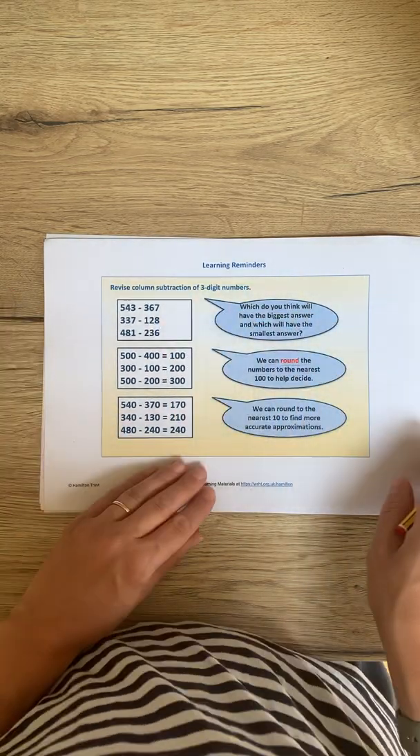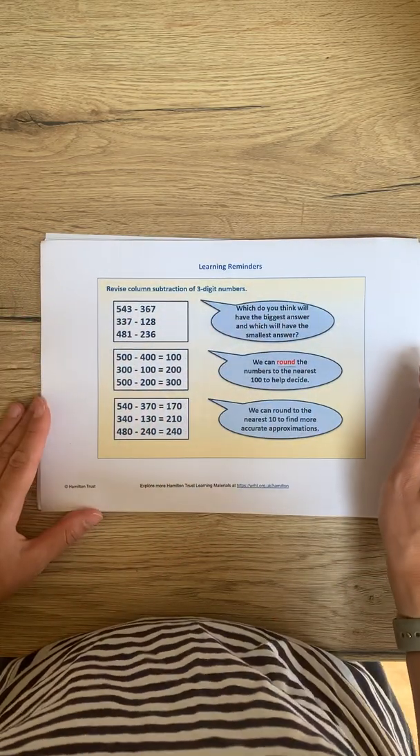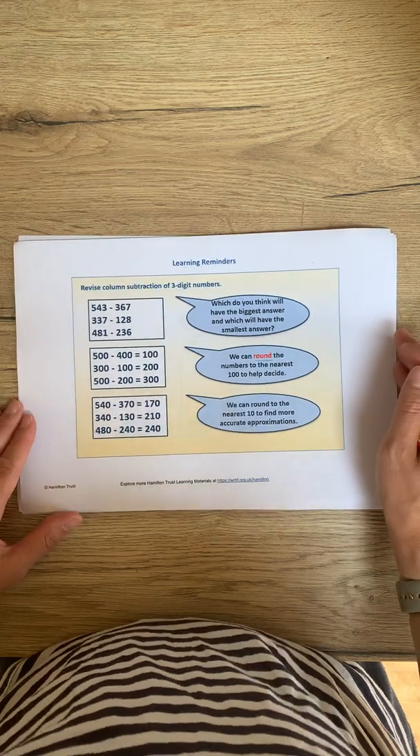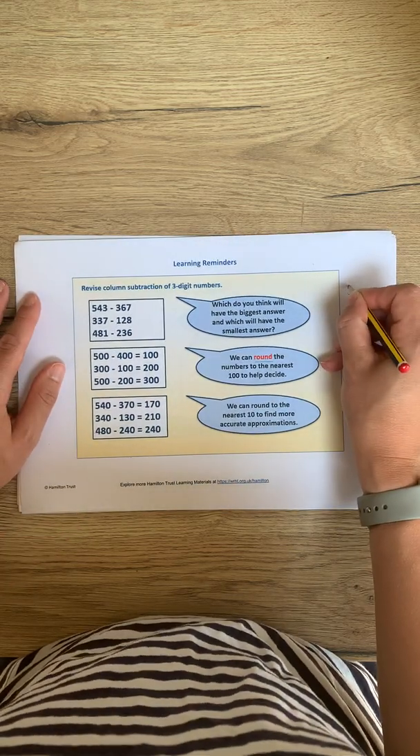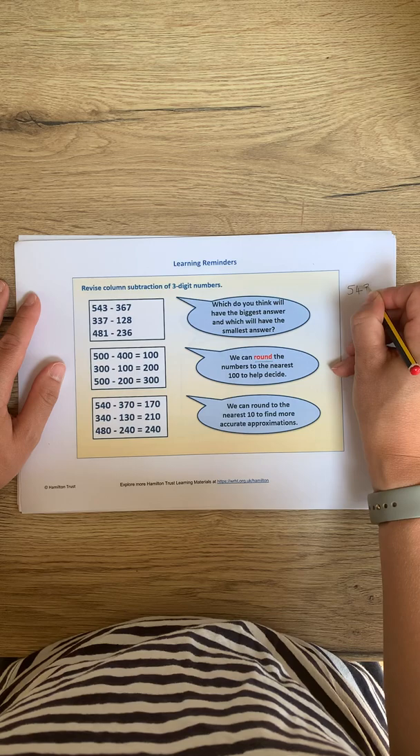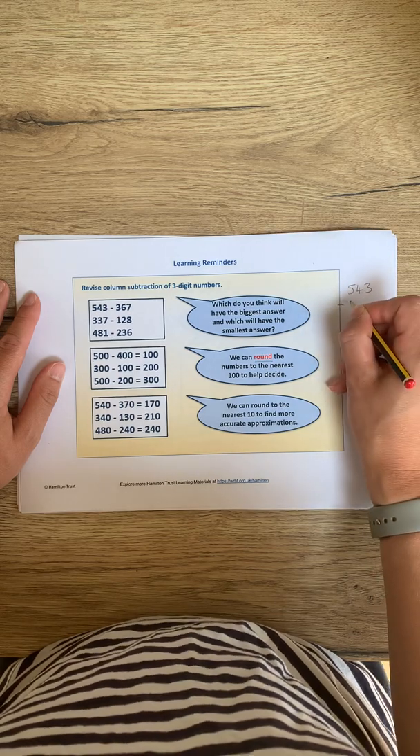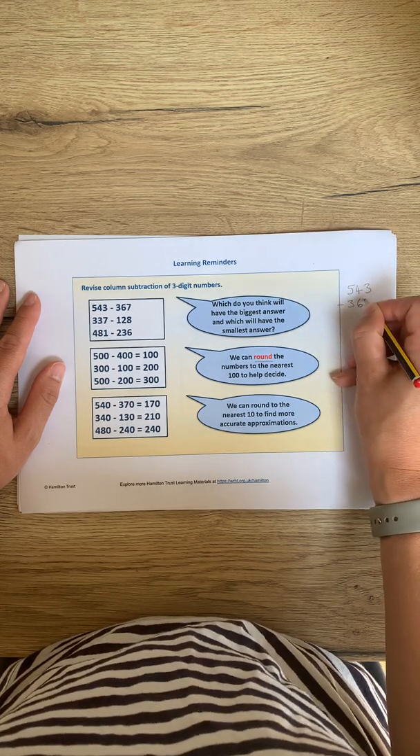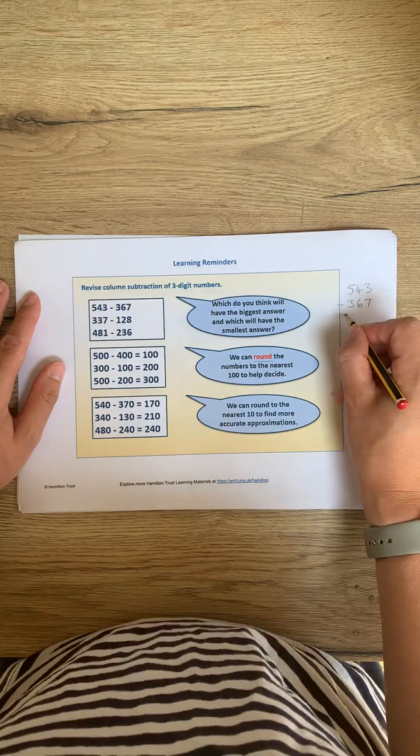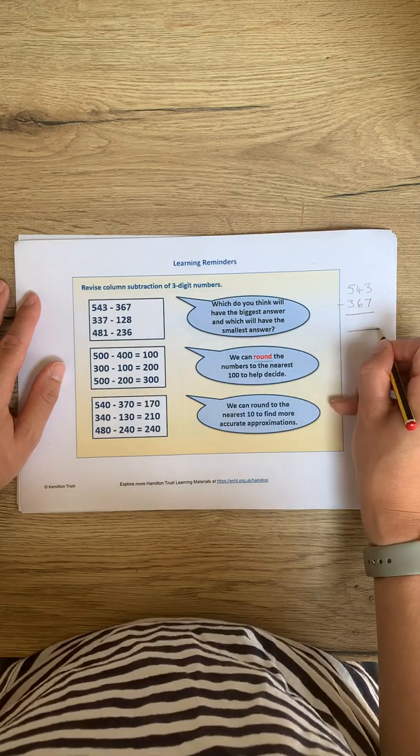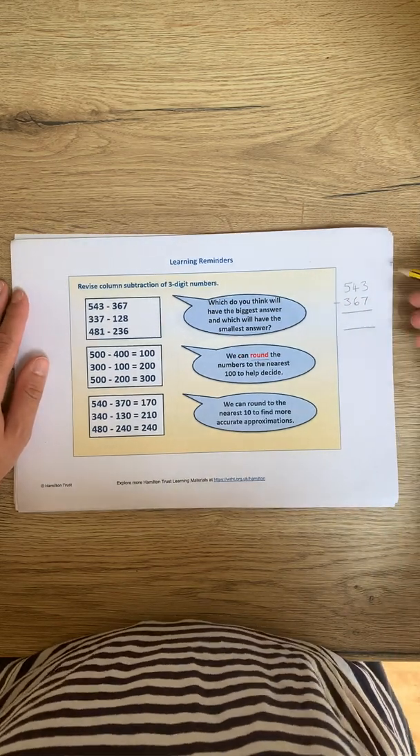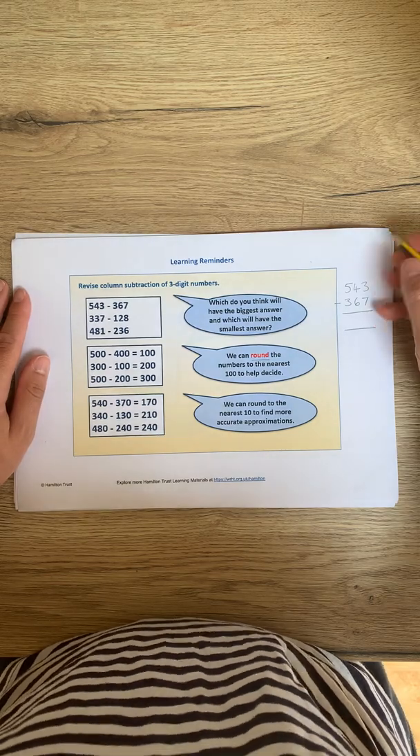So let's have a go at working out this first one using the compacted method. 543 subtract 367, making sure that my digits are really nicely lined up here. So starting with our ones, we do 3.